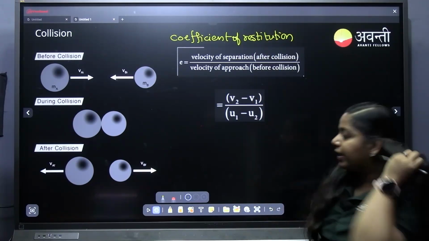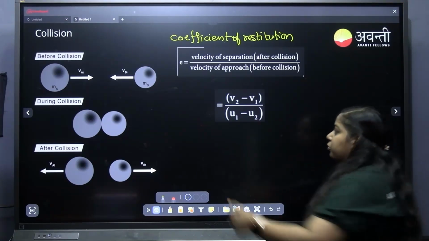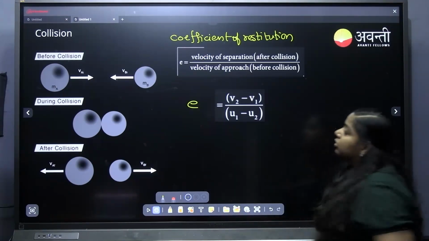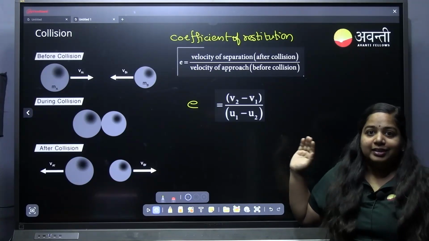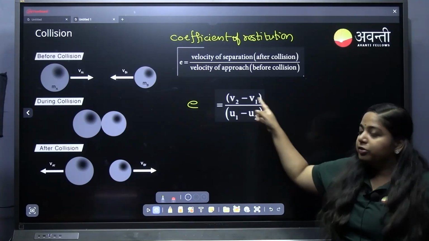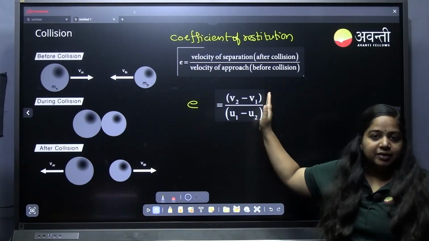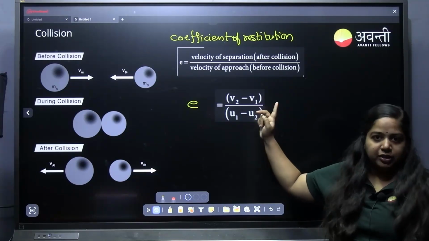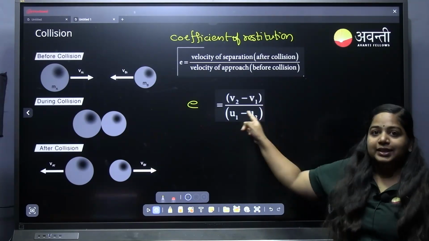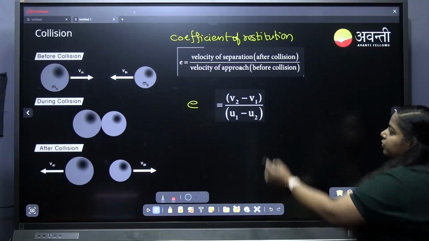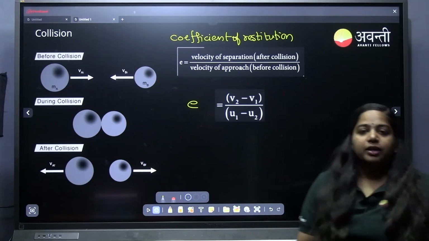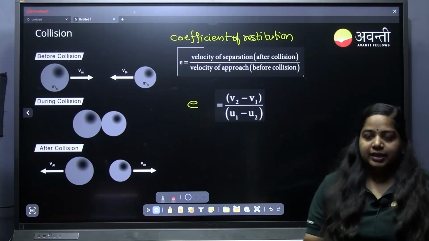If you know this value, you will be able to solve most of the things. Velocity of separation by velocity of approach, that is the actual definition. But if you see the formula, this is v2 minus v1, final velocity, by change in initial velocity. Just apply here, you will get the value of E, then your solution will be easy.